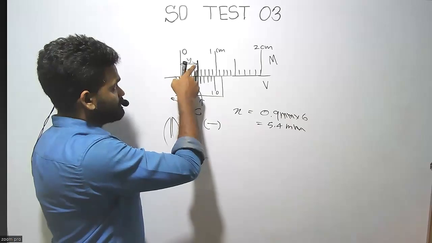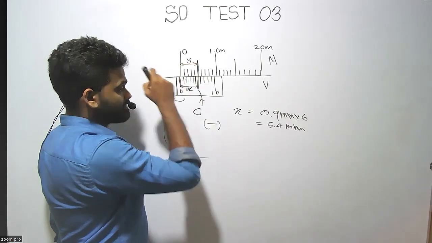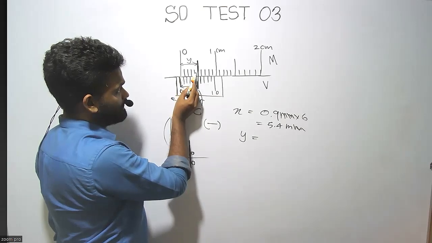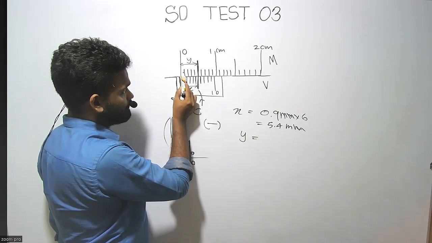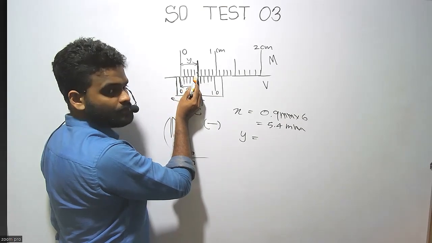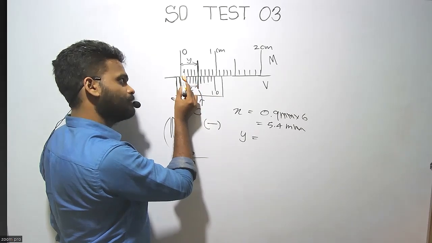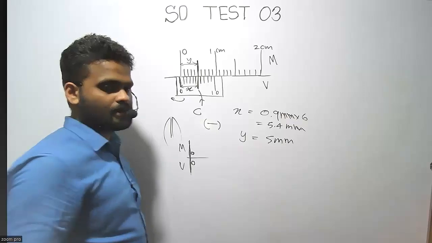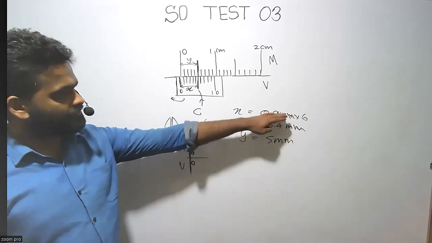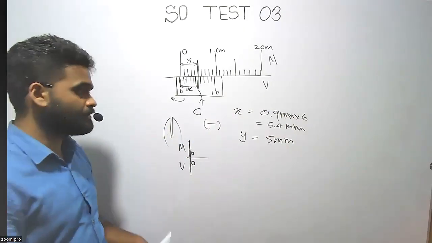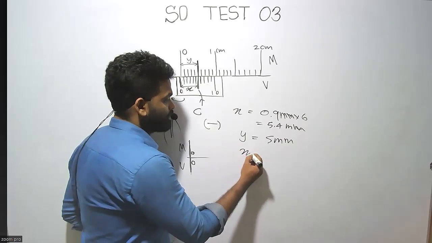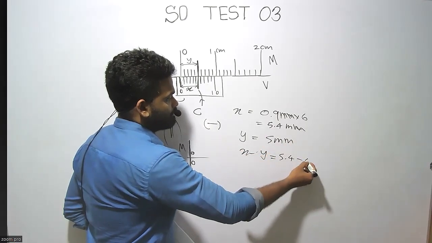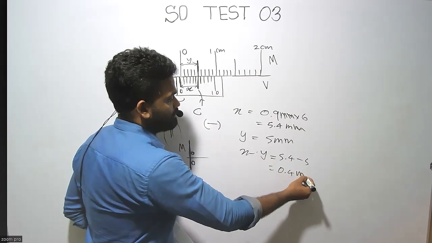So let's see the length of the main scale. I took it as y, right? Let's see the length. 1, 2, 3, 4, 5. Each one is 1 millimeter. It has 5 parts. So it should be 5 millimeters. Understood? Then the difference of these two should be the magnitude of the 0 error. So just x minus y, 5.4 minus 5. So it is 0.4 millimeters.